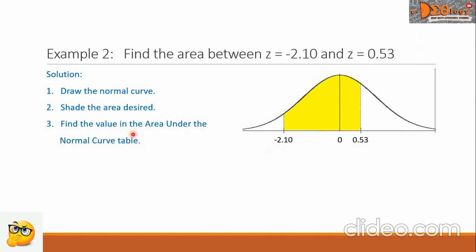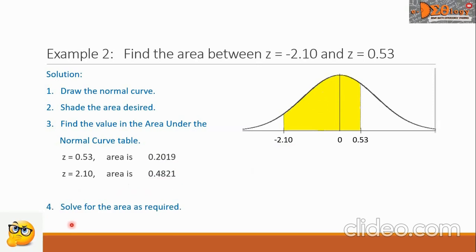Let us find the value in the area under the normal curve. When z equals 0.53, the area is 0.2019. When z equals negative 2.10, we can use the absolute value 2.10, and the area is 0.4821.